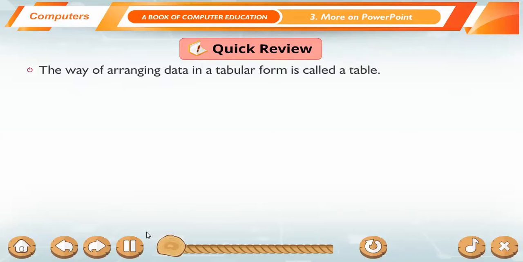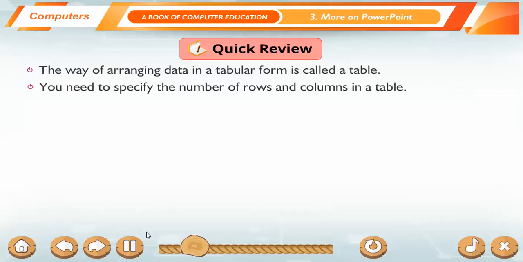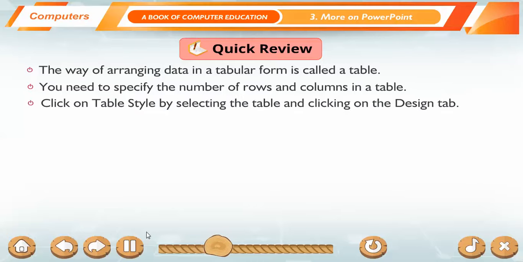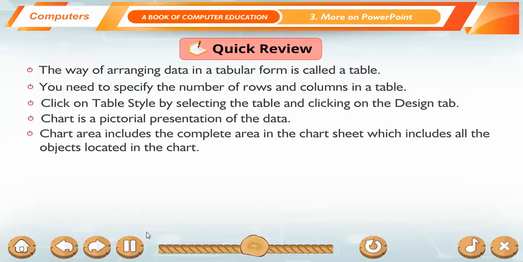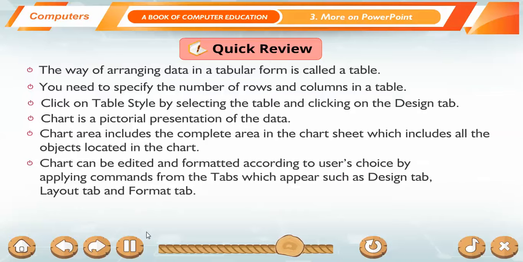Quick review. The way of arranging data in a tabular form is called a table. You need to specify the number of rows and columns in a table. Click on Table Style by selecting the table and clicking on the Design tab. Chart is a pictorial presentation of the data. Chart area includes the complete area in the chart sheet, which includes all the objects located in the chart. Chart can be edited and formatted according to the user's choice by applying commands from the tabs which appear such as Design tab, Layout tab and Format tab.